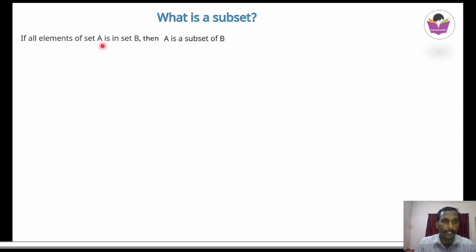There is a first set, that is set A, and a second set B. If all elements of this set belong to this set also, then we can say A is a subset of B. Let's take an example and discuss.